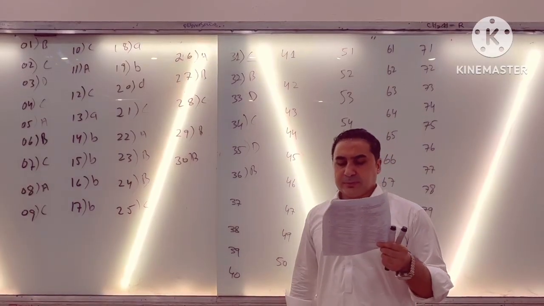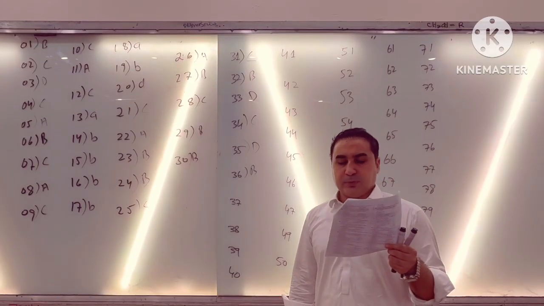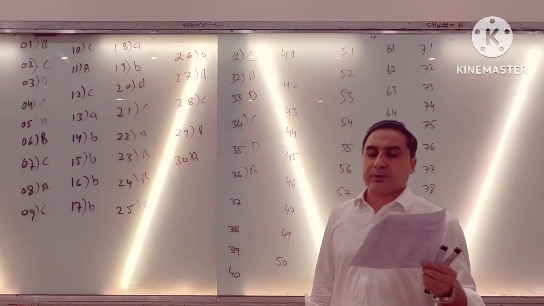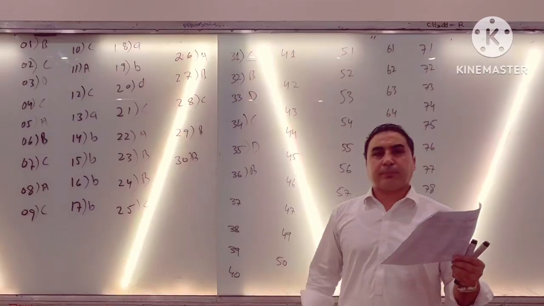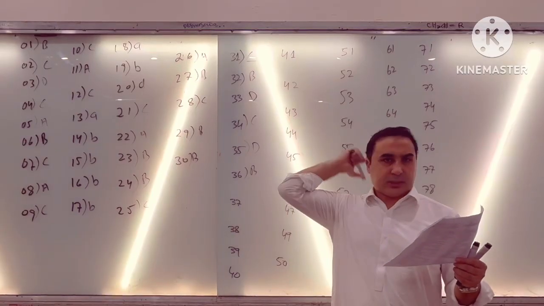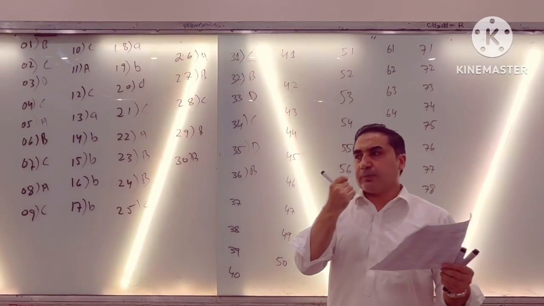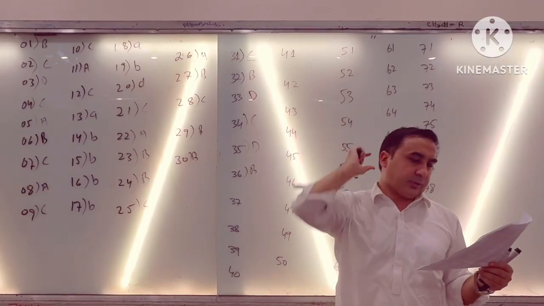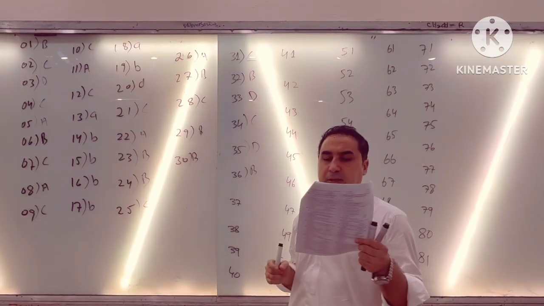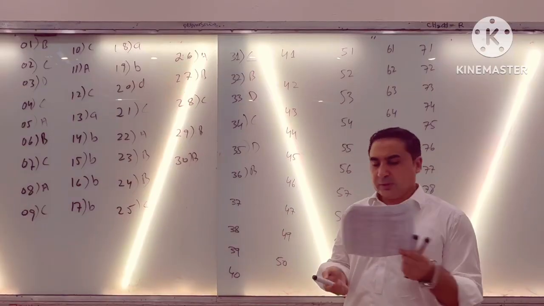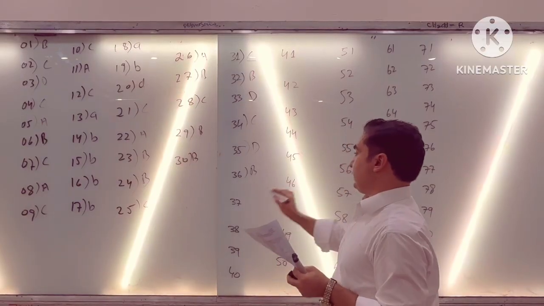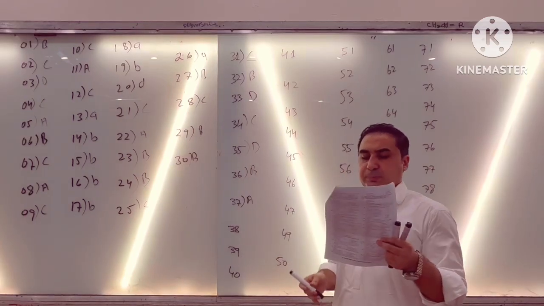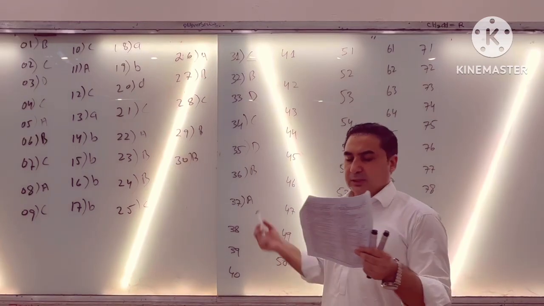The next MCQ: all are unpaired bones of the cranium except. The cranium has 8 bones: 4 unpaired and 2 paired types. The unpaired ones are the frontal bone, occipital bone, ethmoid bone and sphenoid bone, and the paired ones are the parietal bone and temporal bone. So the correct option is A, the parietal bone, which is paired.